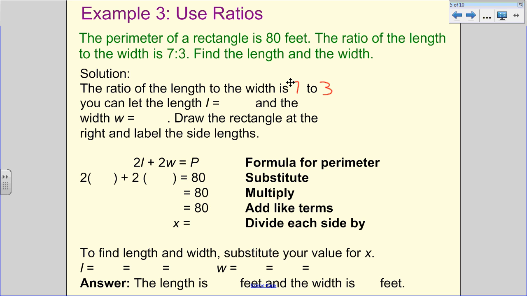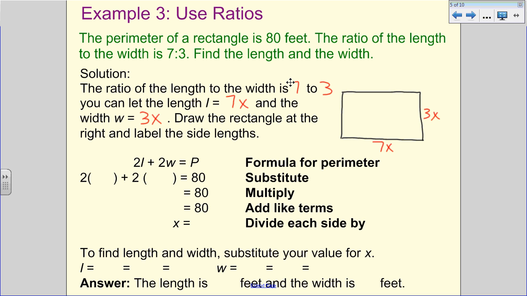And if we look, the book has a diagram in here. We can let the length equal 7x, and we can let the width equal 3x. All right, so now we need to draw the rectangle at the right and label the sides. So we need to draw this rectangle. And I know the length L is 7x, so I'm going to put my 7x down here. And my width W is 3x. So this should be the diagram that you're drawing in there. They left us room to do that.